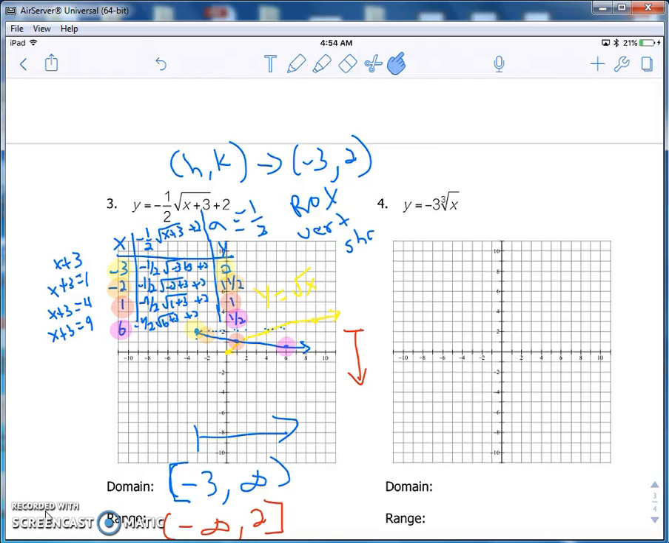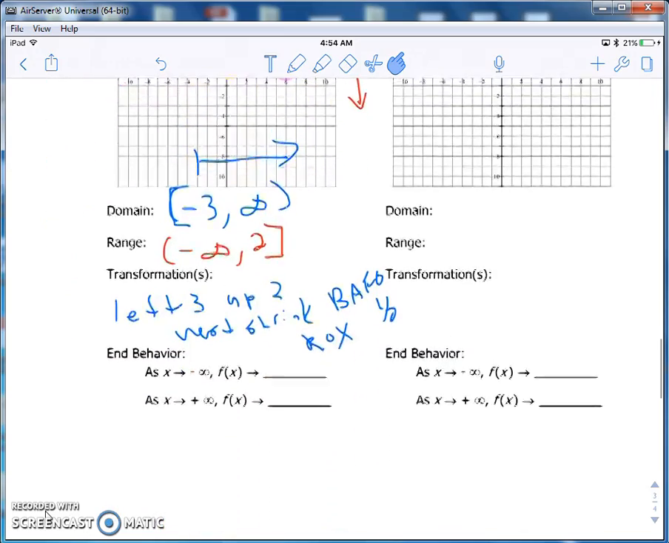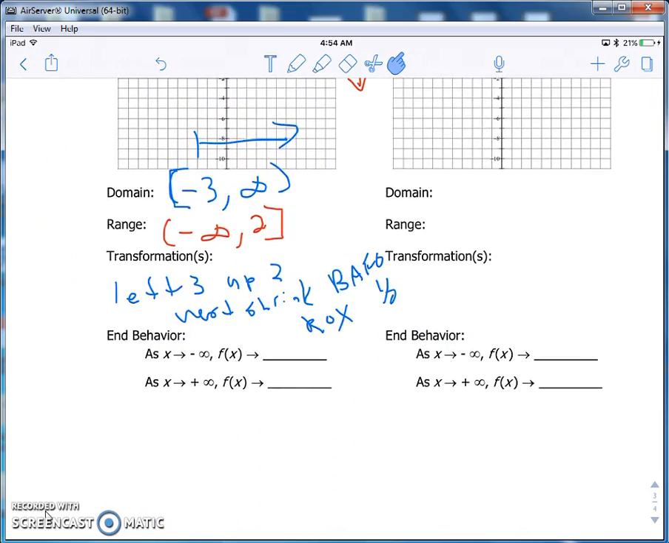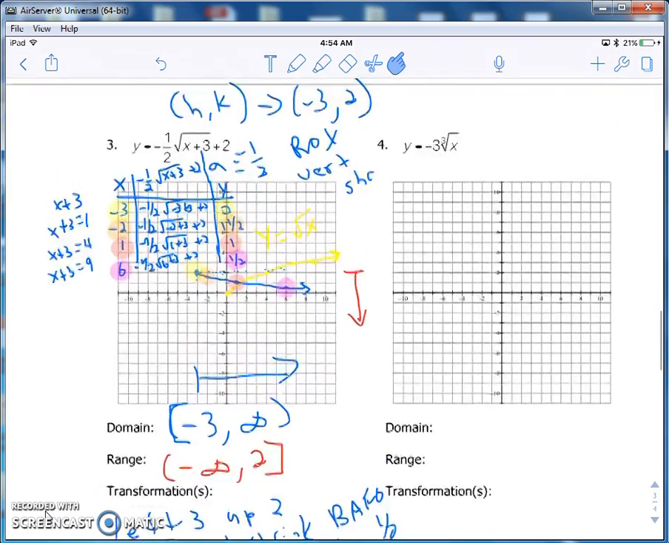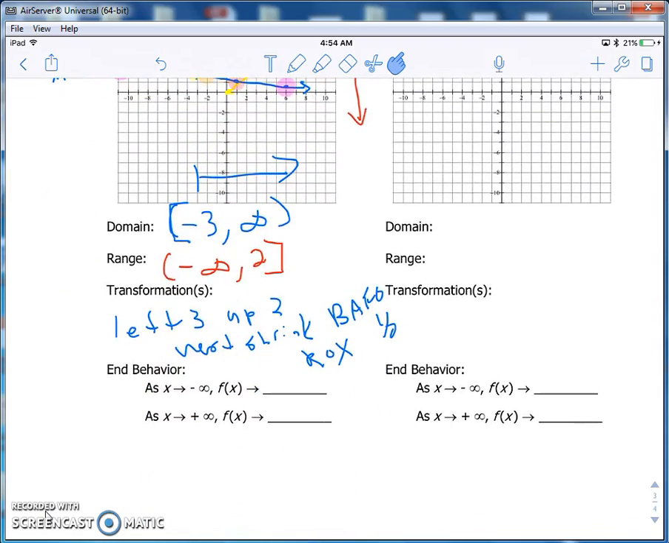Alright, let's go ahead and look at number 4. It's a little bit different. Did you get all of the end of number 3? Make sure you got the, ooh, that's ugly. Vertical stretch by a factor of 1/2 and a reflection.